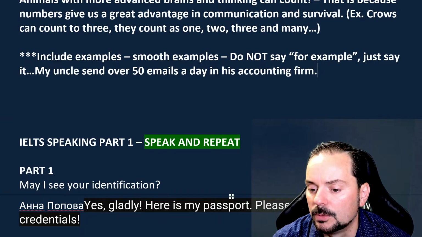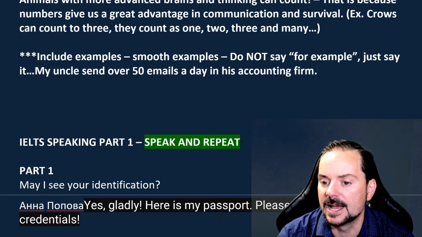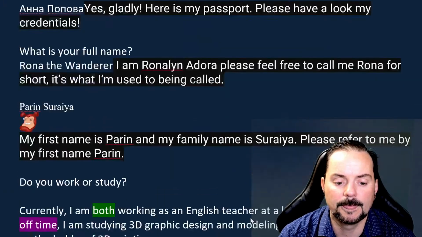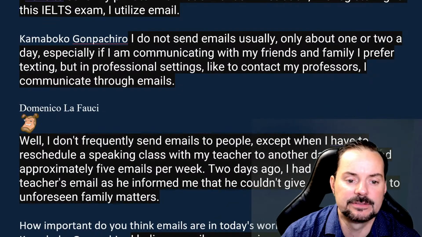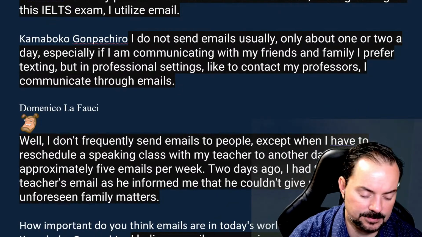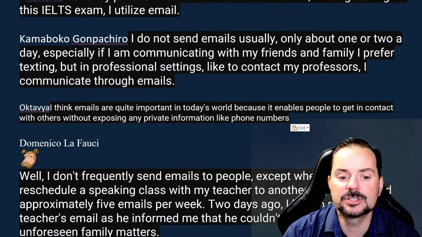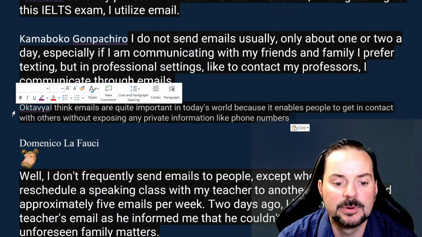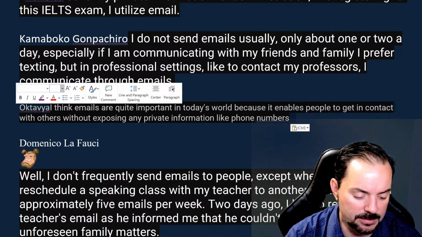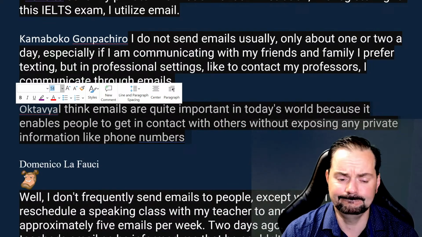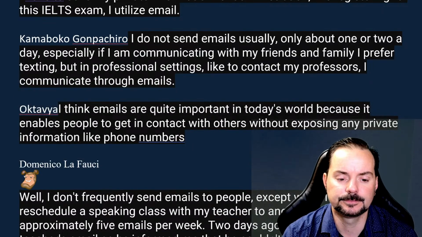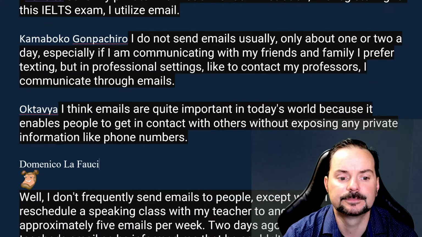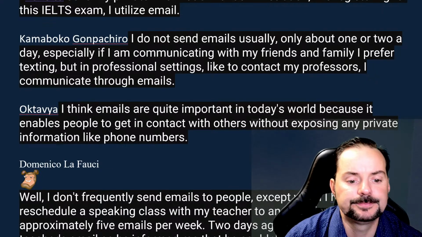Okay, there you go. All right, lots of answers coming in now. Octavia has this answer for us. I think emails are quite important in today's world because it enables people to get in contact with others without exposing any private information like phone numbers. All right, sure.